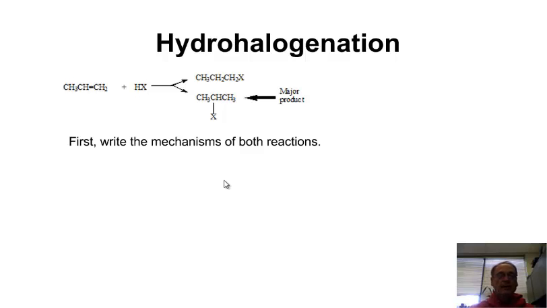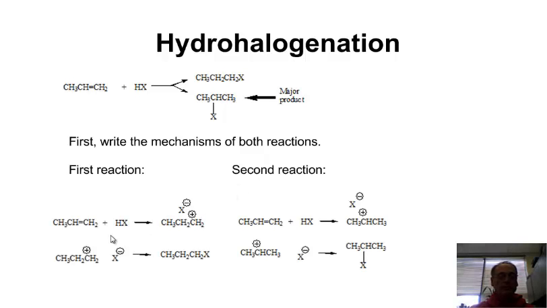So first, let's write the mechanism of both reactions. What would the mechanism for formation of this product be? And what would the mechanism for formation of this product be? Notice that even though this is not the major product, we can still write a mechanism for its formation. And then what we'll do is compare the two mechanisms and see which one's better. And hopefully the one that forms this is better since we know it's the major product.